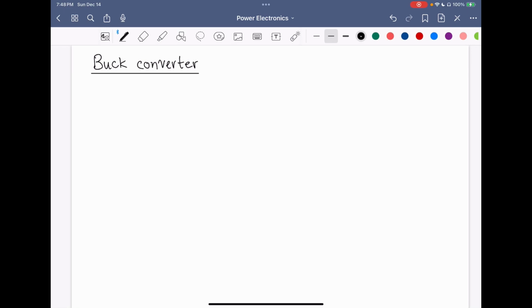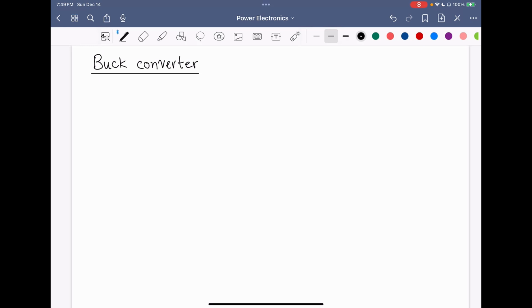Hi, in this video, I'm going to go over the analysis of the buck converter. Now, the buck converter is a very fundamental step-down DC-DC converter. This means that it's a circuit that converts an input DC voltage to a smaller DC voltage level at the output. Now, more specifically, the buck converter is a DC-DC converter that's classified as switch mode.